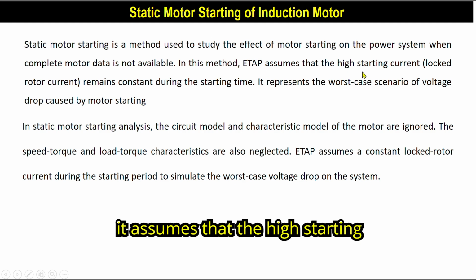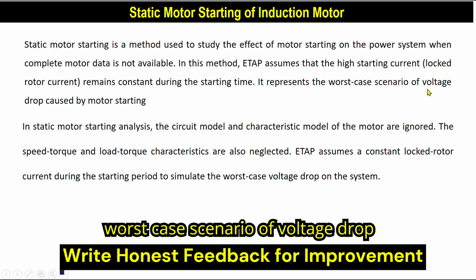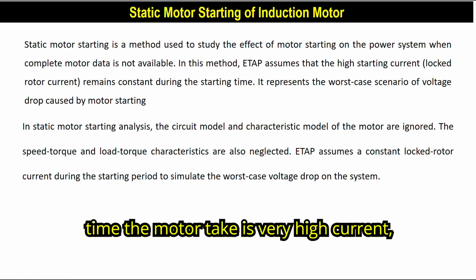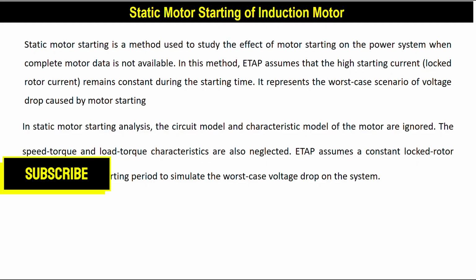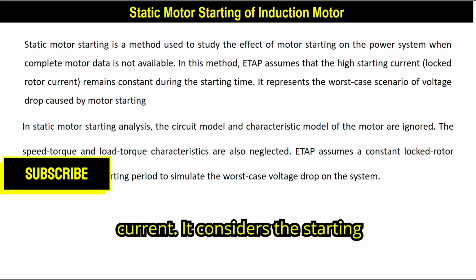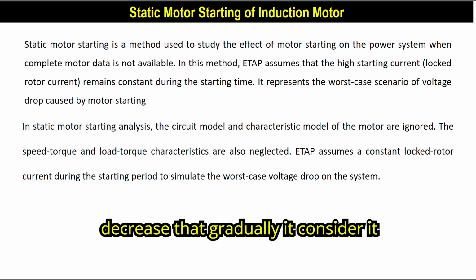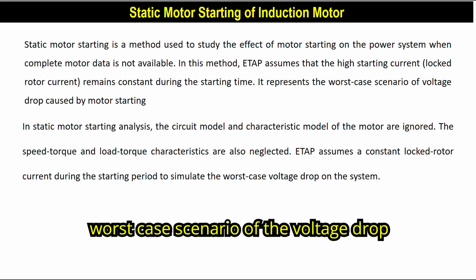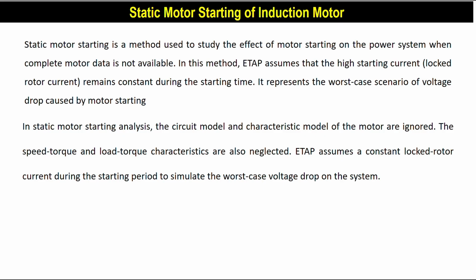In this method, ETAP assumes that the high starting current remains constant during the starting time. It represents the worst case scenario of voltage drop caused by the motor starting. You know that when the motor is started, at that time the motor takes very huge current, and that current gets gradually decreased as the motor gains speed. But in the static motor starting, ETAP considers the starting current constant for the starting period. It does not decrease gradually, and it considers the worst case scenario of the voltage drop by considering the starting current remains constant throughout the starting period.